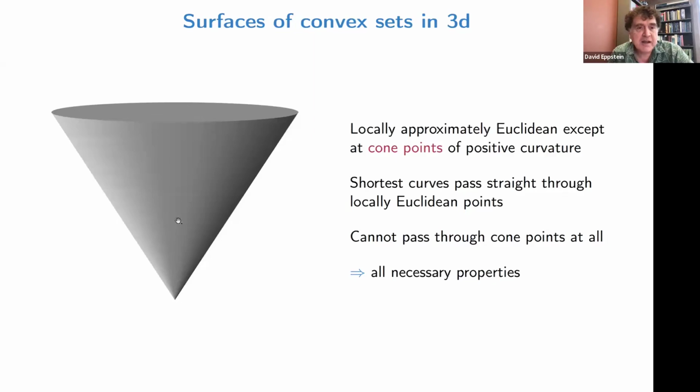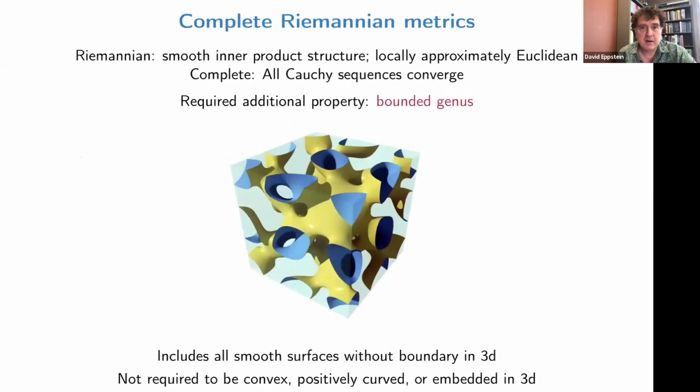And so to make it into a Riemannian manifold, you would need to add this point, but the geometry is not locally Euclidean here. And so you cannot make this punctured cone into a complete Riemannian manifold. But for a complete Riemannian metric of bounded genus, the same theorem applies with basically the same proof.